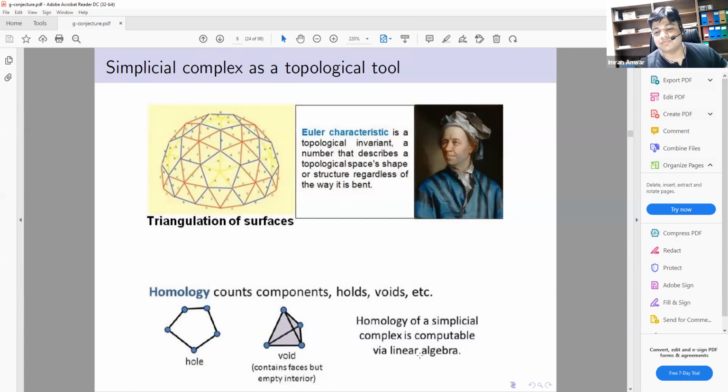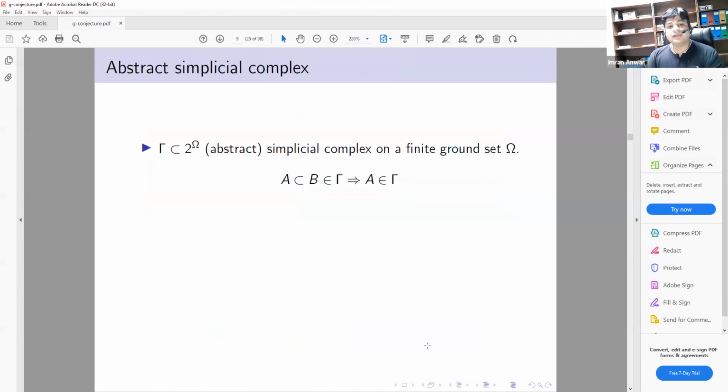And there is a whole lot of linear algebra; various techniques are there with the help of which one can compute the homology. And this is a very, very important chapter in topology. Okay, now this is the geometrical aspect, and the simplicial complexes can be studied abstractly too.